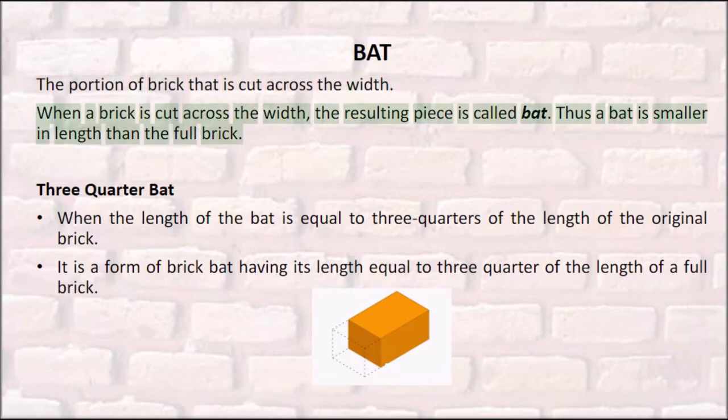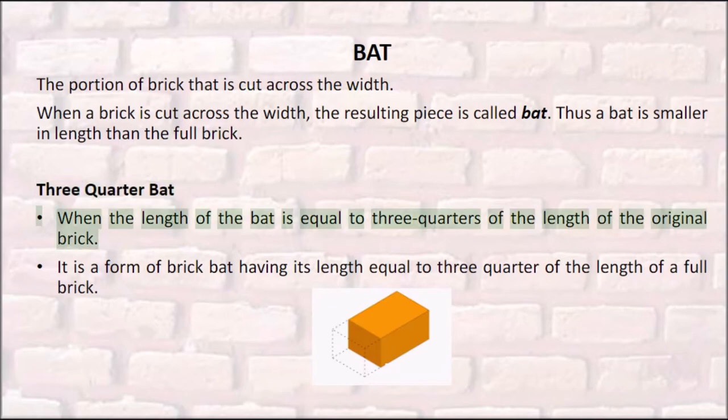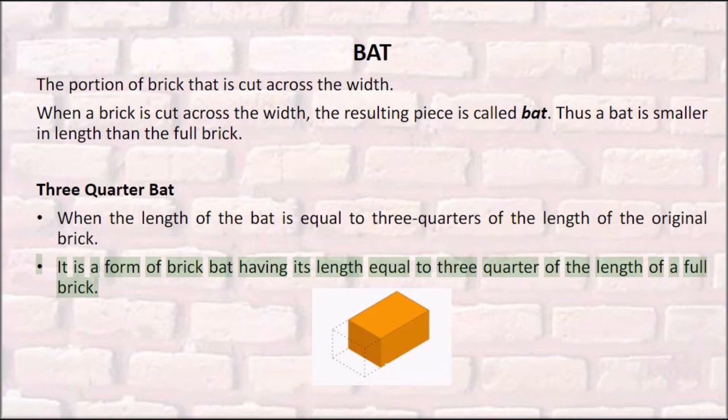When a brick is cut across the width, the resulting piece is called a bat. Thus a bat is smaller in length than the full brick. Three-quarter bat: when the length of the bat is equal to 3/4 of the length of the original brick, it is a form of brick bat having its length equal to 3/4 of the length of a full brick.